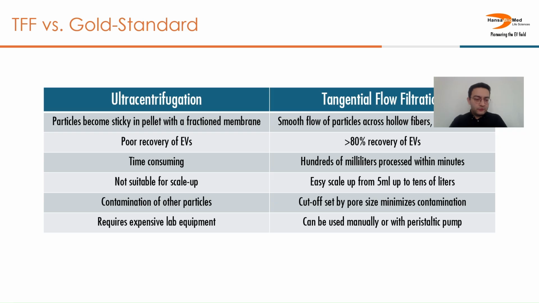And finally, ultracentrifugation requires highly expensive lab equipment, which minimizes the accessibility, especially for newcomers to the field. If you want to develop a new lab, this is a very big consideration. Whereas for tangential flow filtration, you can use these filters even manually, or if you need automation, you can do so by a simple peristaltic pump that is widely accessible.